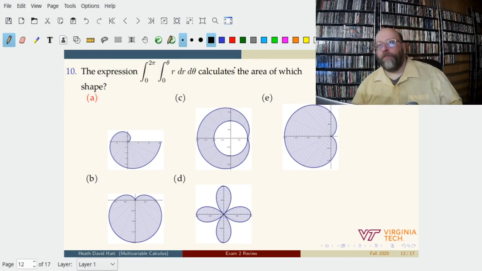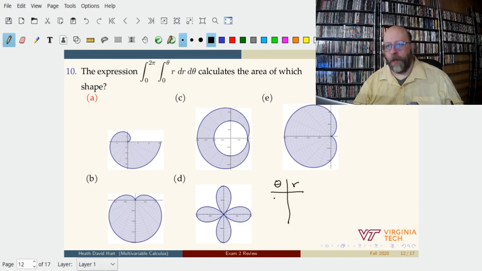All right, this expression, 0 to 2 pi, 0 to theta, calculates the area of which shape? If you're not sure, make a table. When theta is equal to 0, the radius is equal to 0. That's the origin. The origin is not part of this shape, so it's not going to be choice C.